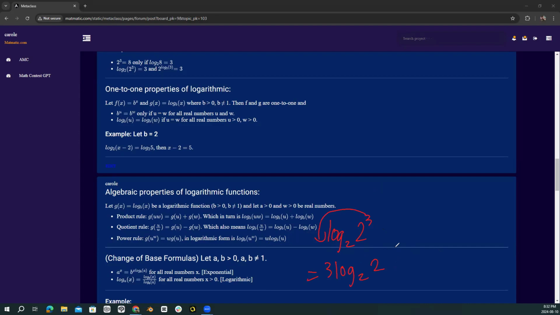Okay. Does anyone have any questions about those three properties? No questions? Okay.